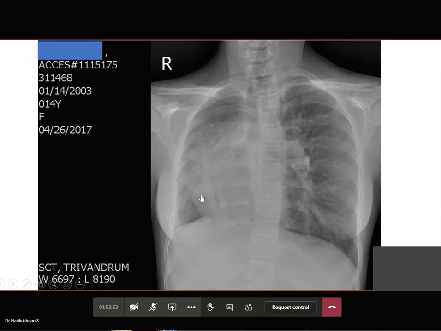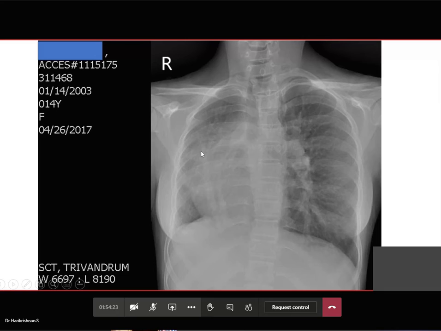What is this? Scimitar syndrome. What is scimitar syndrome? There will be right lung hypoplasia. There will be a PAPVC of the right pulmonary veins, particularly the right lower pulmonary vein.